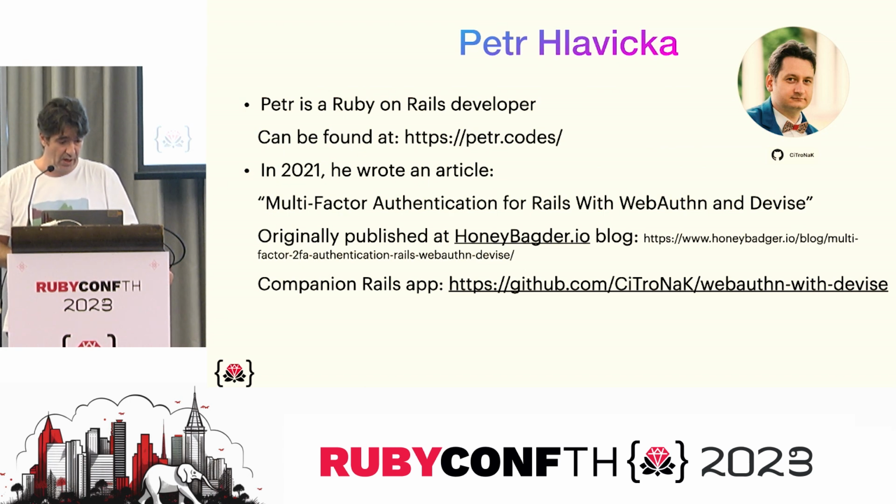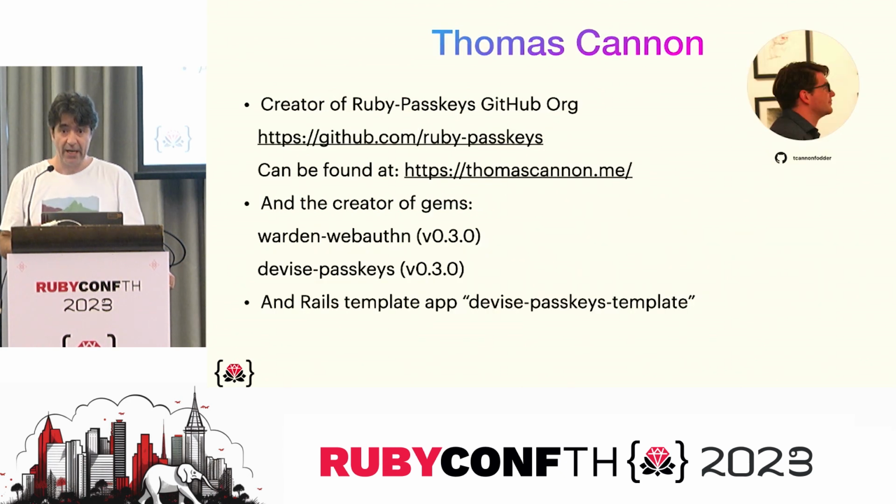Peter Lavica. Peter is a Ruby on Rails developer, and in 2021 he wrote a blog post called Multi-Factor Authentication for Rails with WebAuthn and Devise. It was originally published on the Honeybadger blog, and he also wrote a companion Rails application that goes along with his article. It goes without saying that I definitely recommend you check this article. It's a very nice read, very well written, and I learned a lot about passkeys a handful of months ago reading his article.